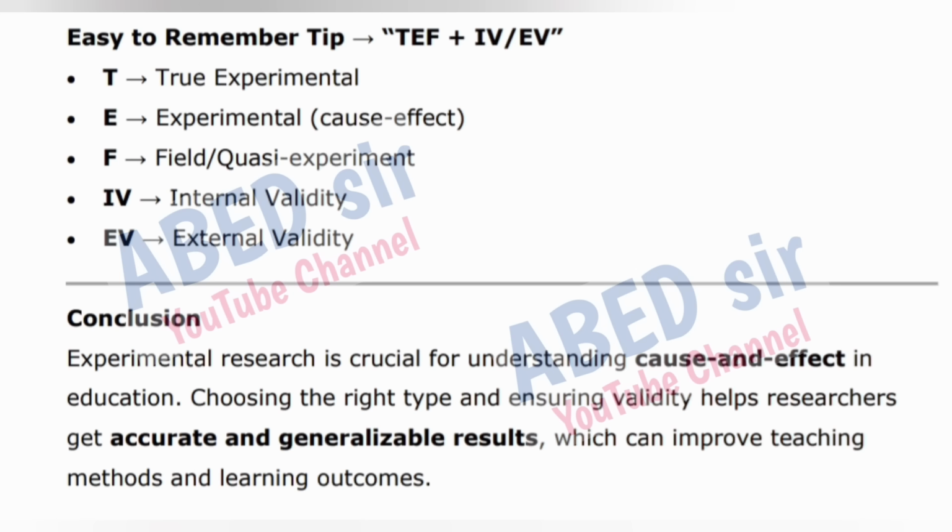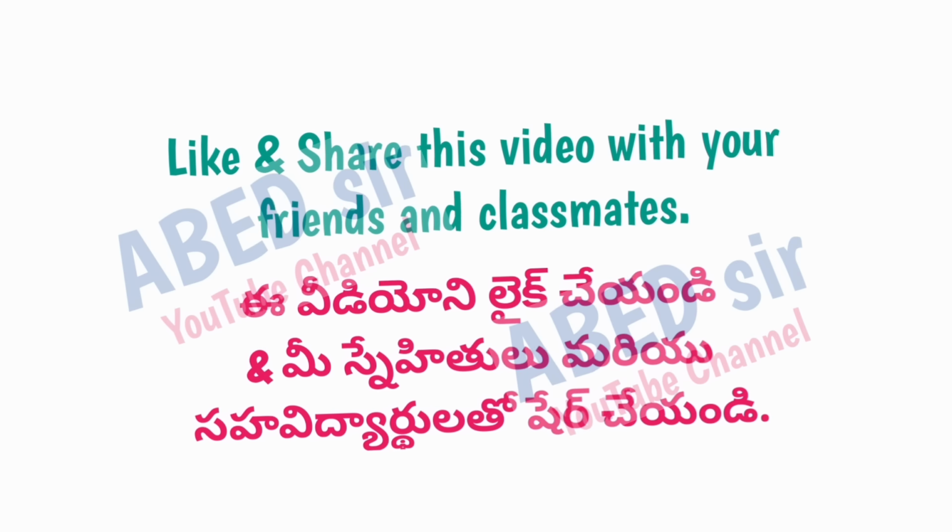Easy to remember tip: TEF plus IV EV. T, true experimental. E, experimental cause and effect. F, field, quasi-experiment. IV, internal validity. EV, external validity. Conclusion. Experimental research is crucial for understanding cause and effect in education. Choosing the right type and ensuring validity helps researchers get accurate and generalizable results, which can improve teaching methods and learning outcomes.